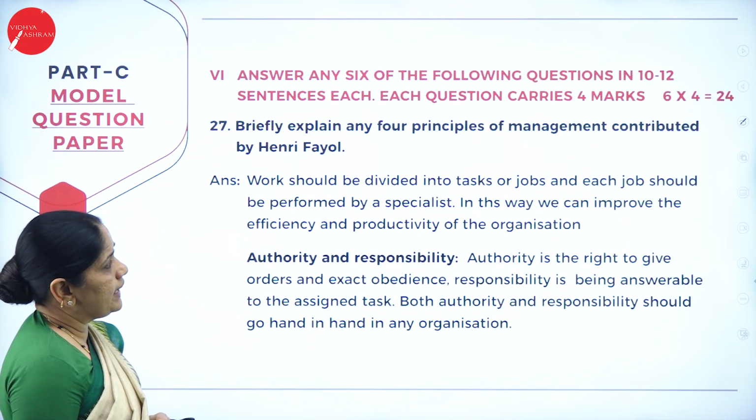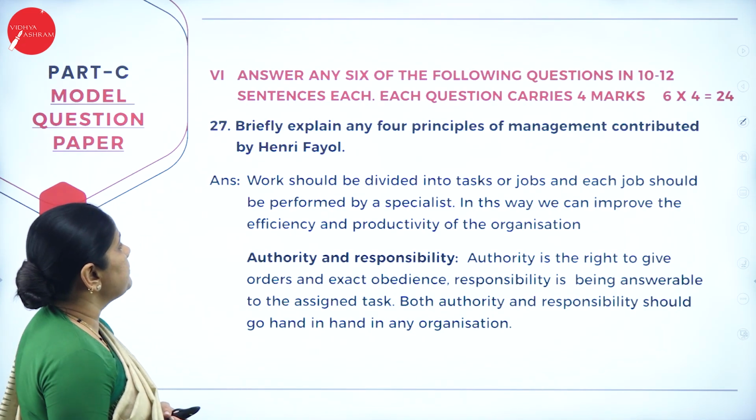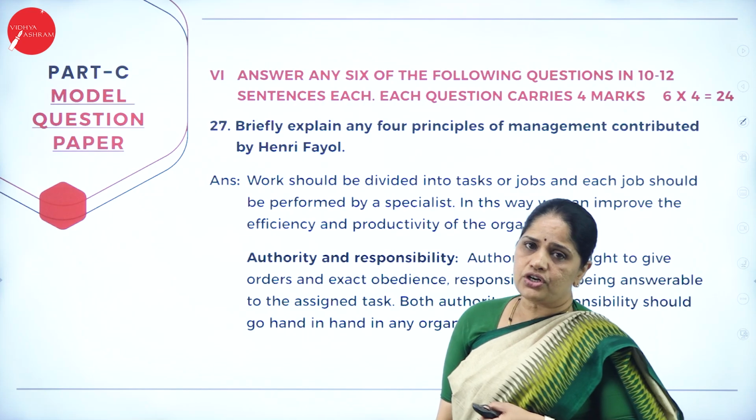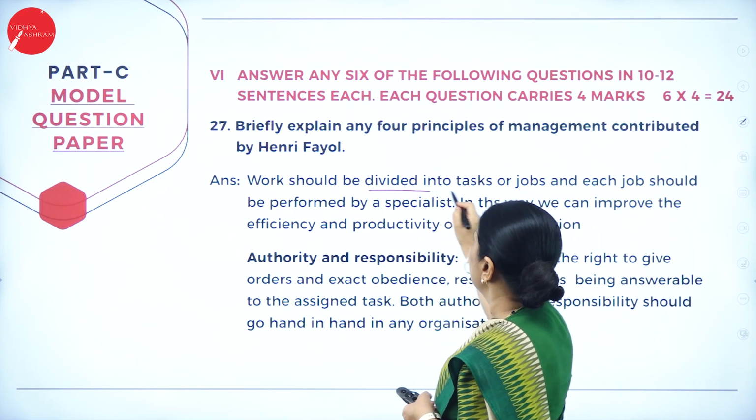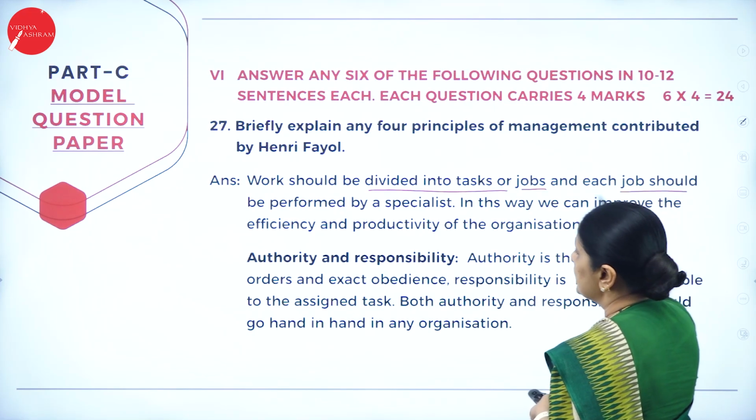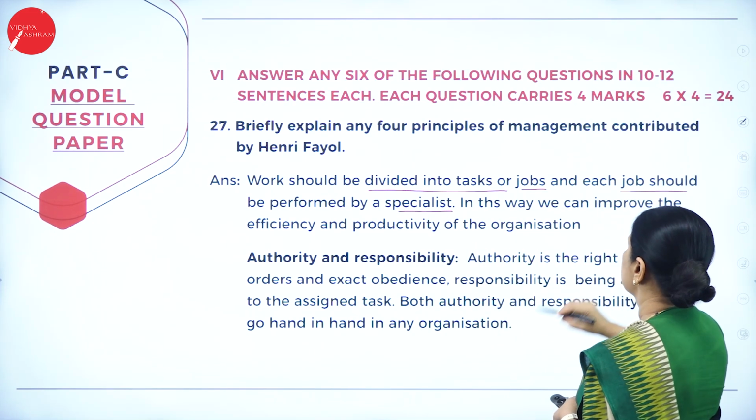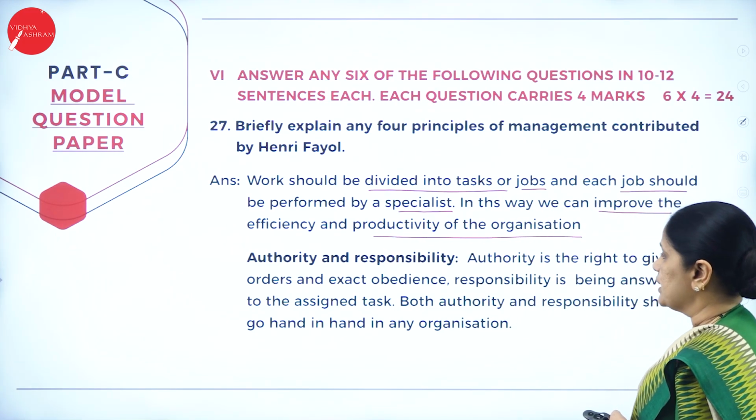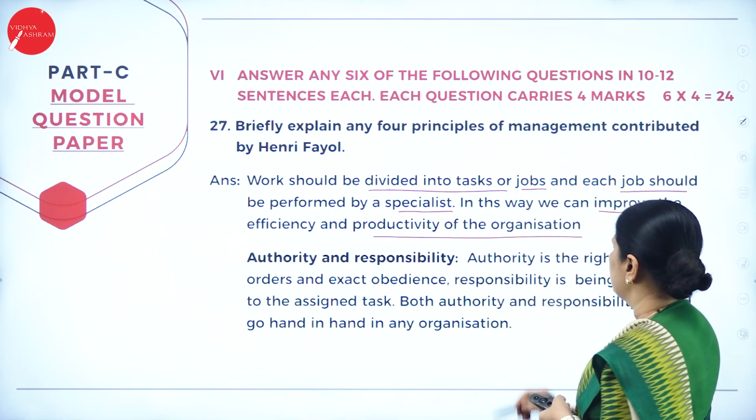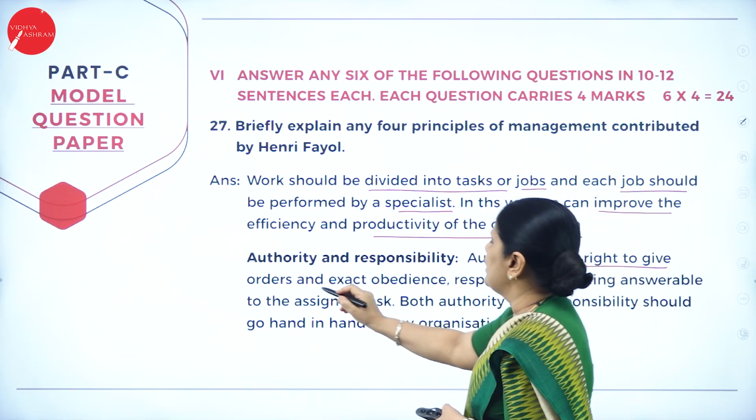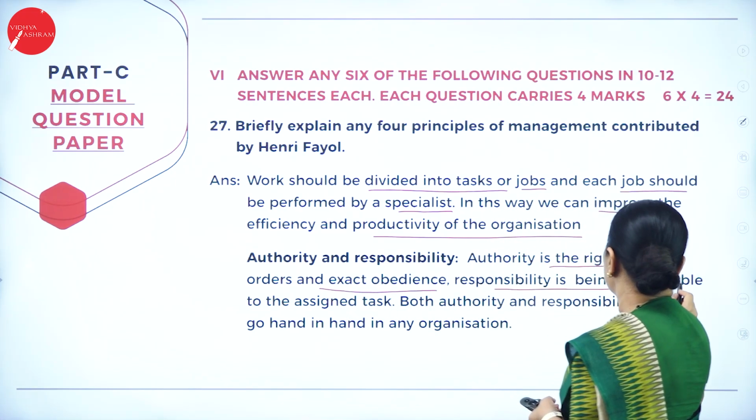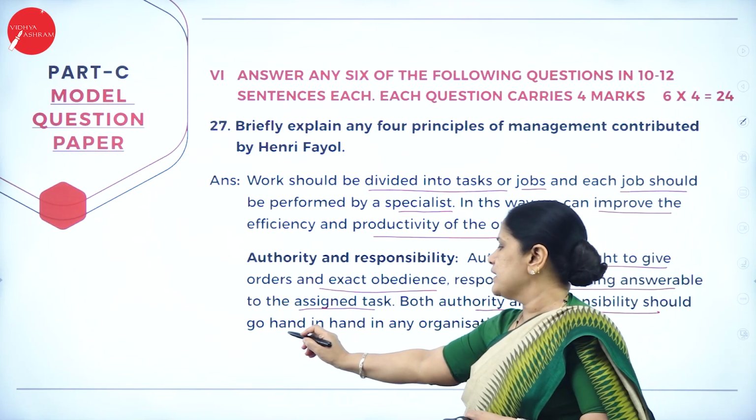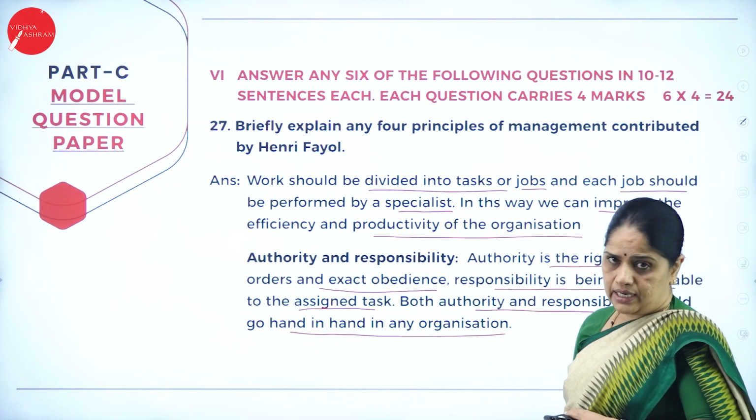Next, briefly explain any four principles of management contributed by Henry Fayol. So the first principle contributed by Henry Fayol is division of work. So he says that work should be divided into tasks or jobs, and each job should be performed by a specialist. In this way, we can improve the efficiency and productivity of the organization. Second one is authority and responsibility. Authority is the right to give orders and exact obedience. Responsibility is being answerable to the assigned task. Both authority and responsibility go hand in hand in any organization.